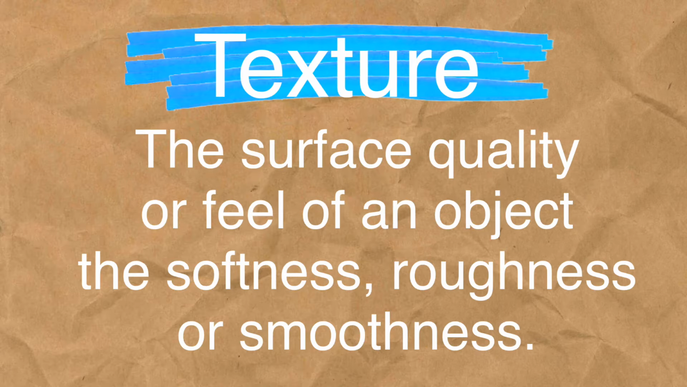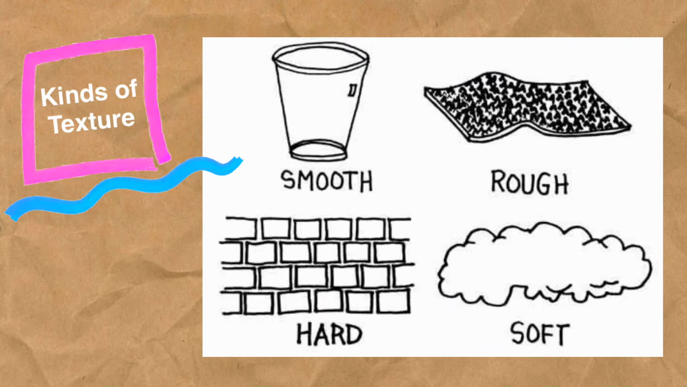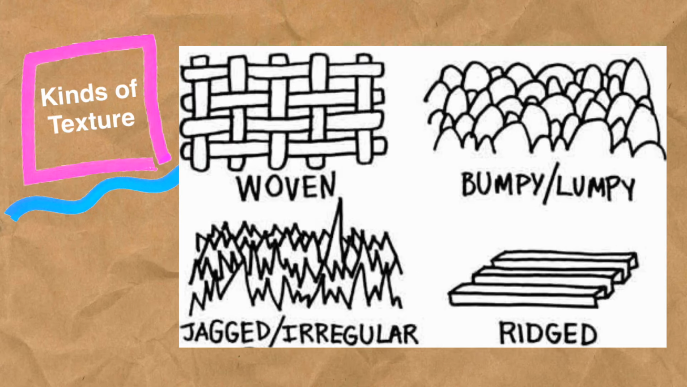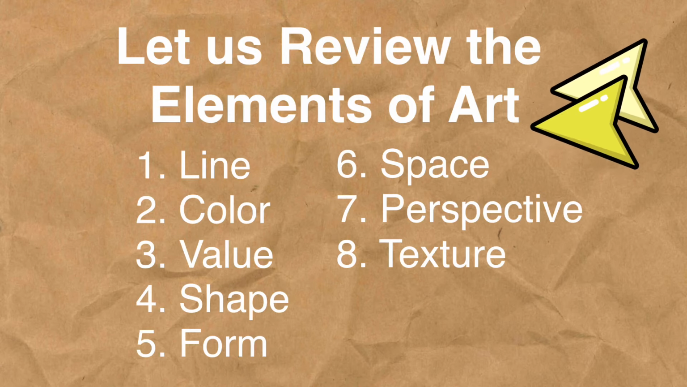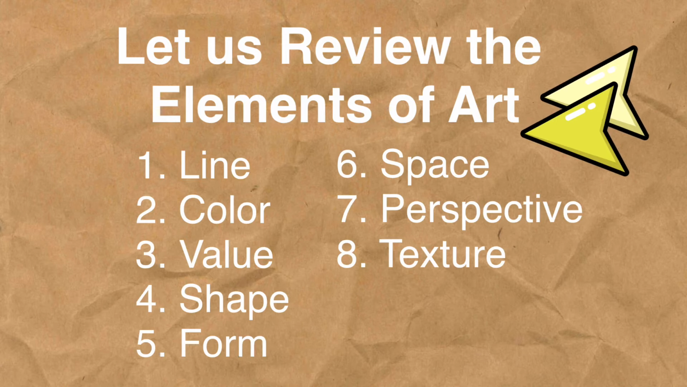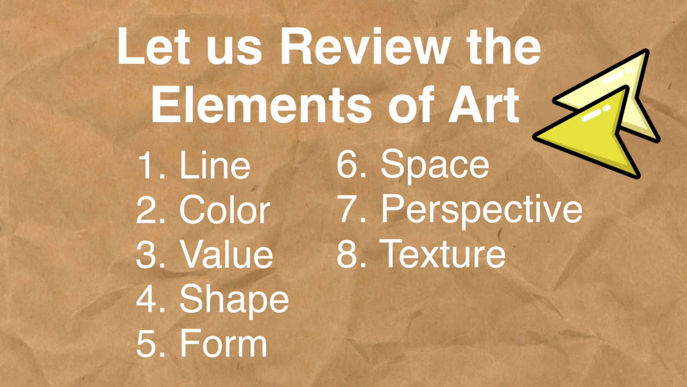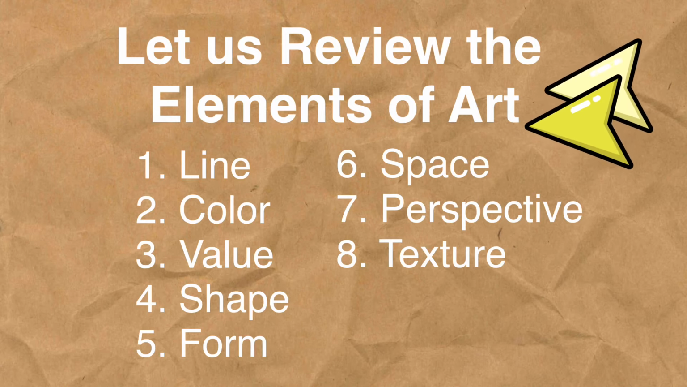Next one is texture, the surface quality or feel of an object, the softness, roughness, or smoothness. Kinds of texture: smooth, rough, hard, soft, woven, bumpy or lumpy, jagged or irregular, and ridge. Let us review the elements of art: line, color, value, shape, form, space, perspective, and texture.